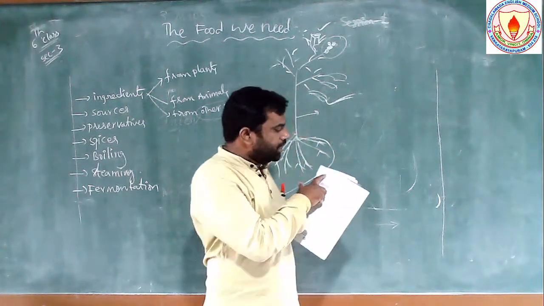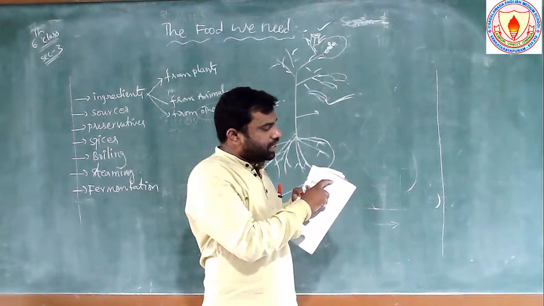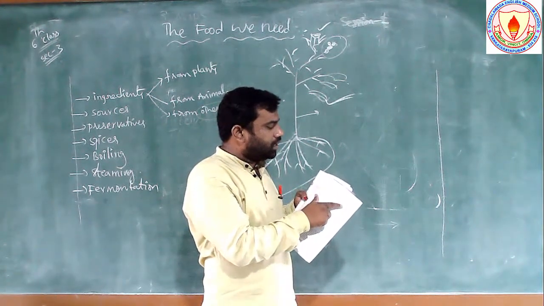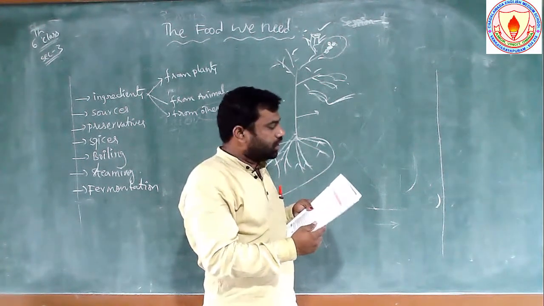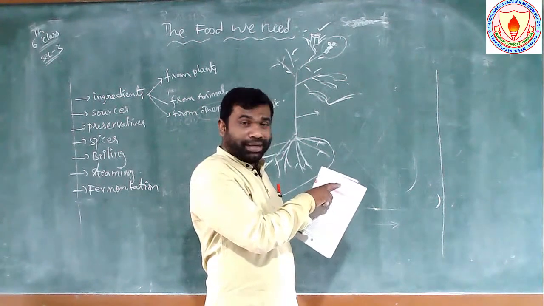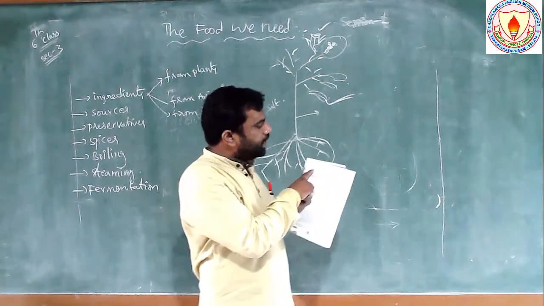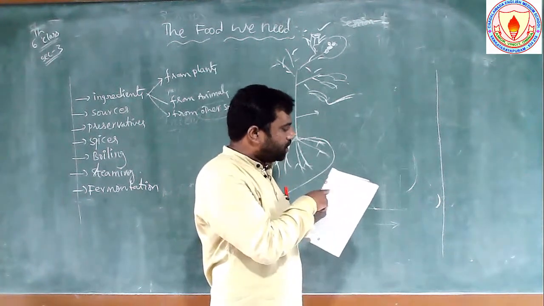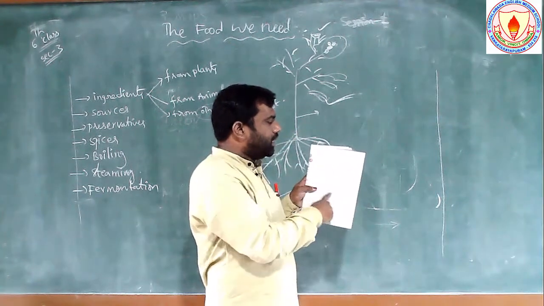See, first, ingredients from the plants: vegetables, fruits, cereals and pulses. Again, ingredients from the animals: eggs, milk, meat, etc. So already we discussed all that. Next, ingredients from other sources: salt and water. So here there is a table given.